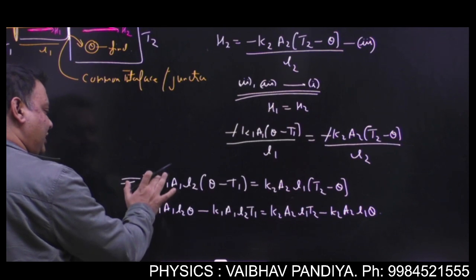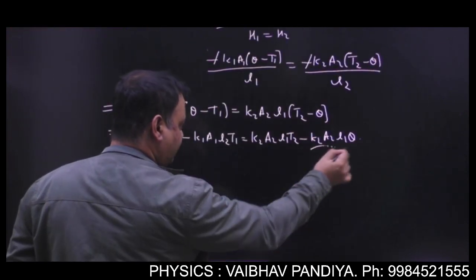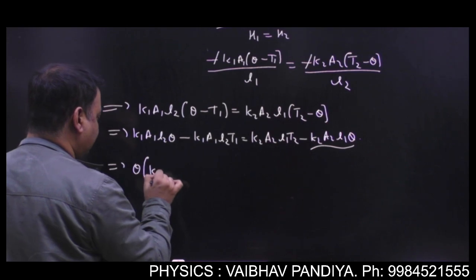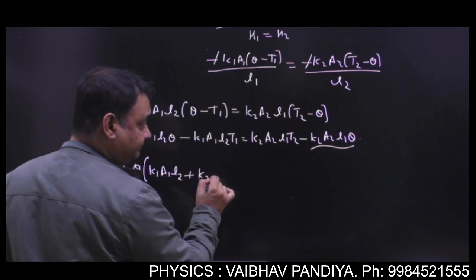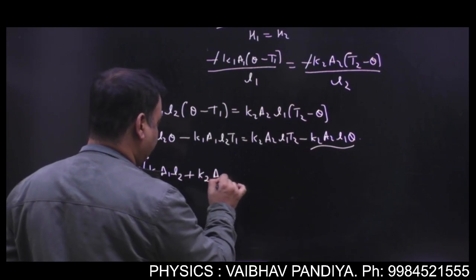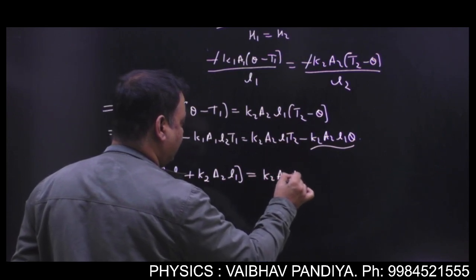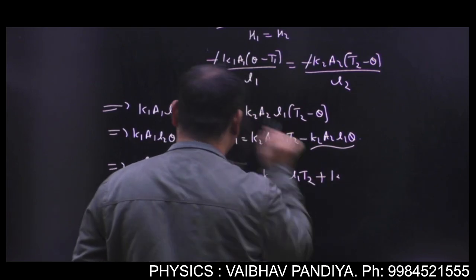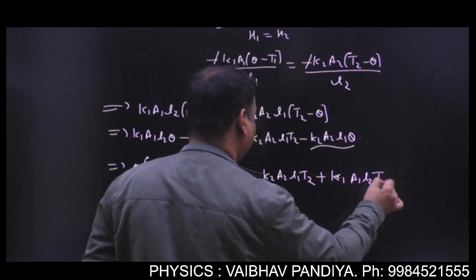You have to find theta. So make theta as your subject. So I'm bringing this theta term on LHS. So I'll get theta multiplied by (K1 A1 L2 plus K2 A2 L1) is equal to K2 A2 L1 T2, minus will be plus, K1 A1 L2 T1.